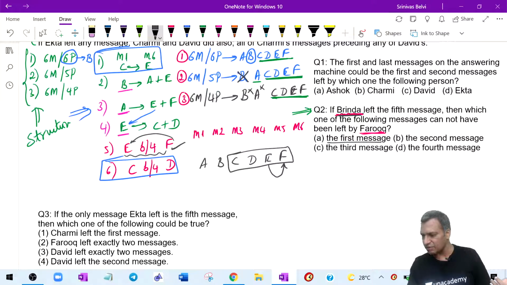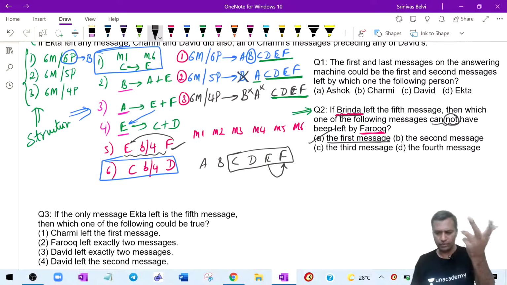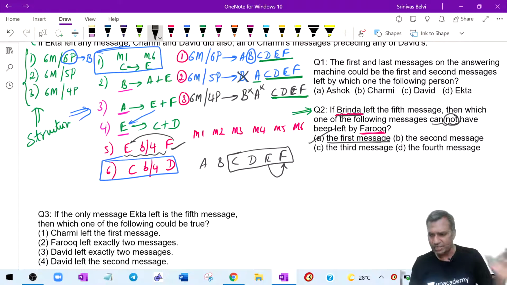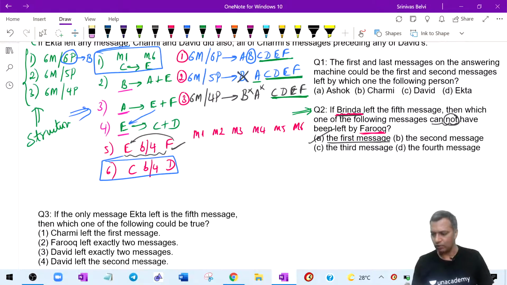The question asks which message cannot have been left by Farooq. Very simple, Farooq's cannot be the first message. Very simple, choice becomes A. Why? Because all six of them have left a message. In other words, C, D, E, F are mandatory, and E's message will always come before F's message. So therefore, you will close that particular question, right? I hope all of you understood this.